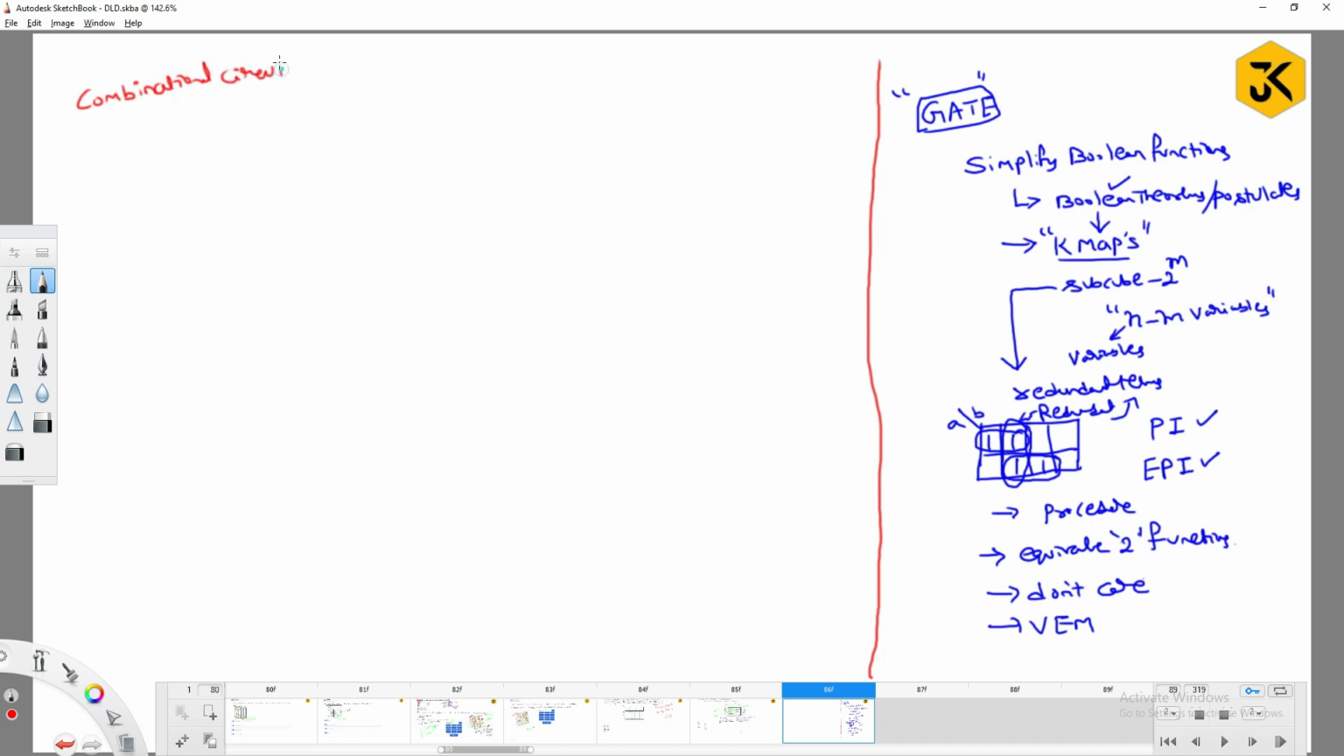See, so far whatever circuits we have drawn all come under combinational circuits only. These combinational circuits are going to produce the output by taking the present input.